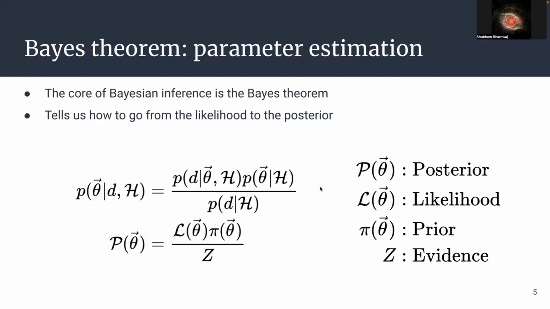Yes, hi, thank you. In this Bayesian analysis, how do you define the prior? Because I think for different analyses, the prior can be different, right? How do you define the prior for different analyses, like different transients?